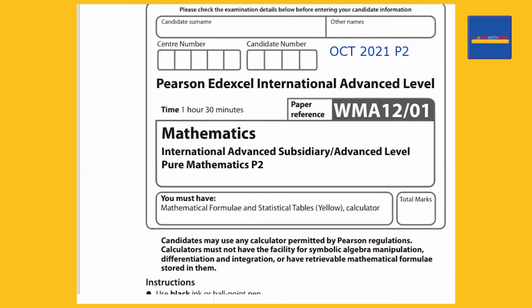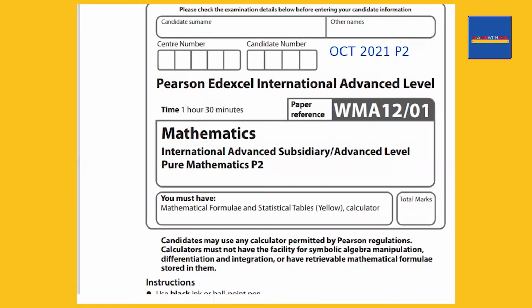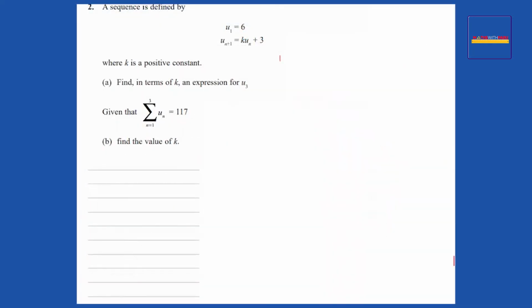Today's question is from the October 2021 paper 2, and the question is number 2. It's based on sequences. Here we go.